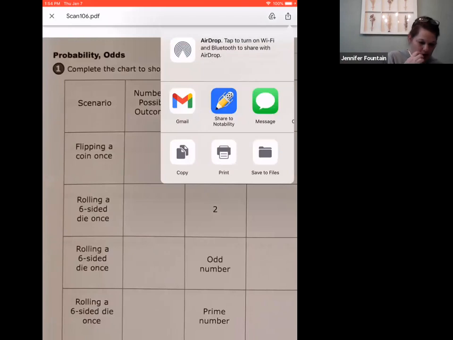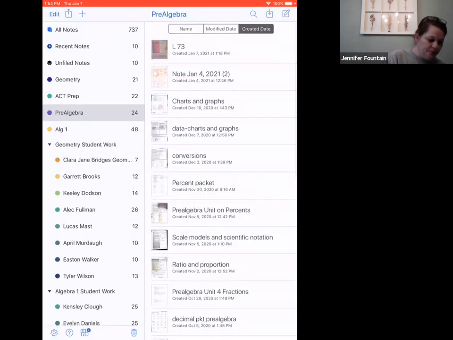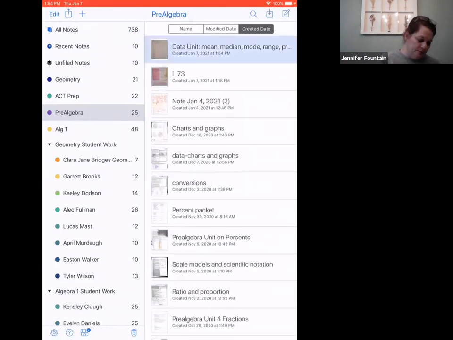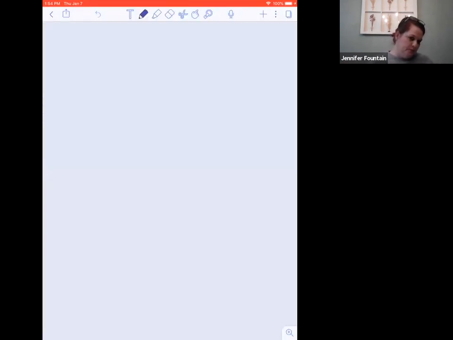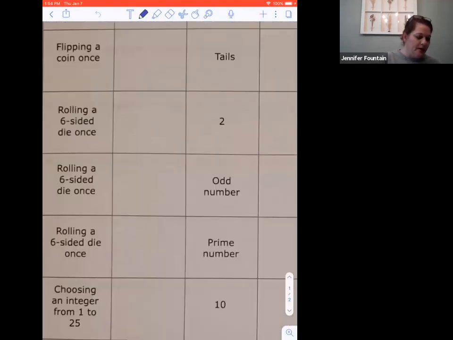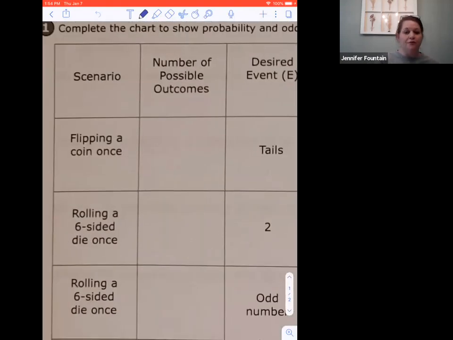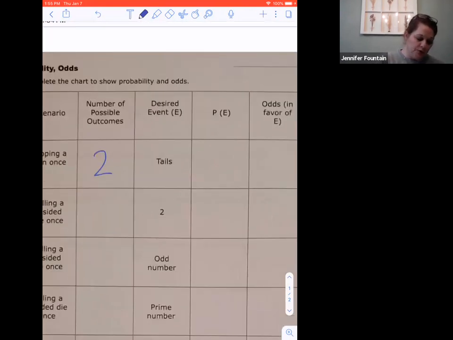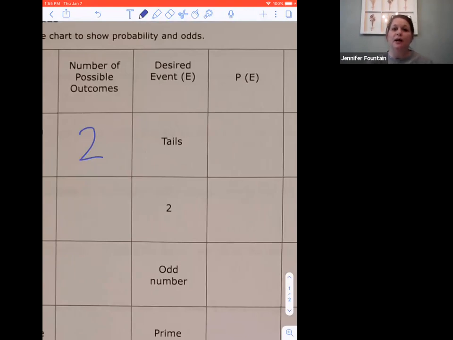Sorry, hang on. It wouldn't let me write on it. Come on. Here we go. All right, so the number of possible outcomes when we talk about flipping a coin, we have two possible outcomes. So now they're talking about our desired event is flipping tails, okay? So our desired event is tails. So how many chances do I get of tails out of my total possible?